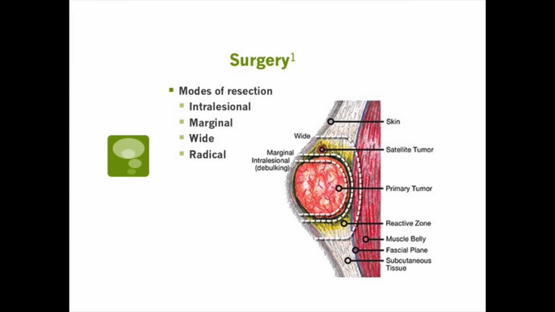A marginal resection hugs that pseudocapsule boundary. So you probably leave a few cells behind, and in many benign tissues that's not a problem, but that would also be considered an incisional biopsy or an excisional biopsy depending on what type of tumor it is. A wide resection is where you now go into normal tissue surrounding the lesion to make sure you get the entire lesion and all of its satellite cells. This would be the true full excisional biopsy.